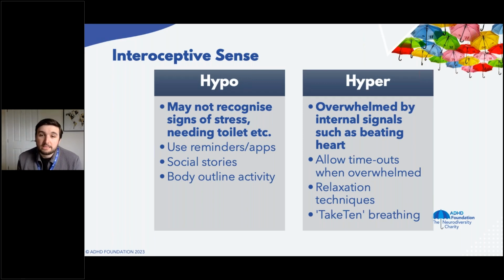And those who are oversensitive might actually feel quite overwhelmed by internal signals, and the one that comes up most often, especially with some of the kids I work with, is the beating of the heart.